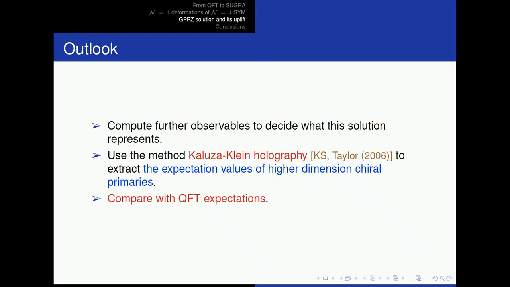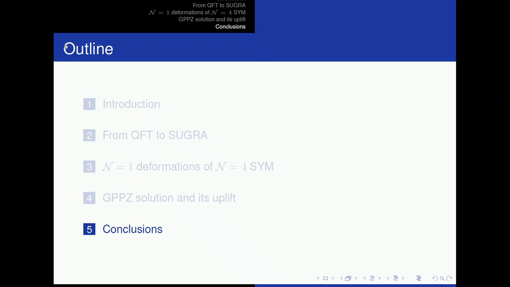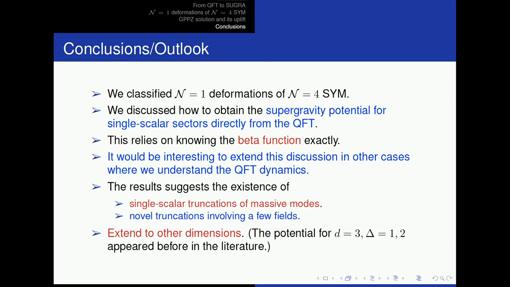Next I'm going to have one slide of conclusions. So I summarized the status of the last part, and now let me briefly summarize the first part. What I discussed today is how to classify N equals 1 deformations of N equals 4 super Yang-Mills. We also discussed how to obtain the supergravity potential for single scalar sectors directly from the quantum field theory. This relies on knowing the beta function exactly. So clearly it would be interesting to generalize that to other cases where we understand the quantum field theory dynamics. These results suggest single scalar truncations of massive modes, which is surprising from the supergravity perspective, and it should be checked. And also novel truncations that involve just a few fields, let's say a couple of fields, should also be tractable.